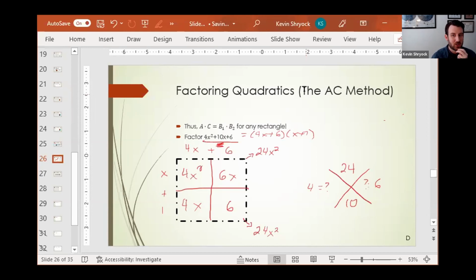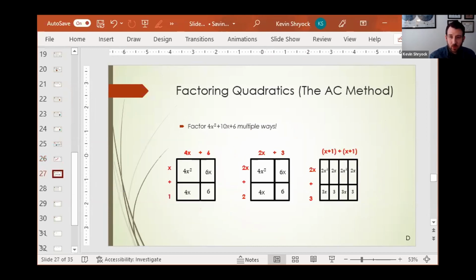Now here's the super interesting part. Sometimes we get different and equally true answers. Because in truth, we could have factored this a couple different ways, because we're just trying to build an area. A 4x plus 6 by x plus 1 rectangle would have produced the area we need. But also a 2x plus 3 by 2x plus 2 rectangle would have produced the area we need. So we could have chosen different factors. And in fact, if we had written this algebraically, we would have had 2x plus 2 by 2x plus 3.